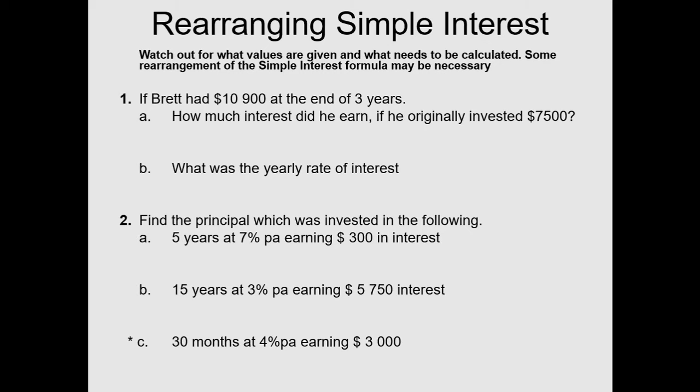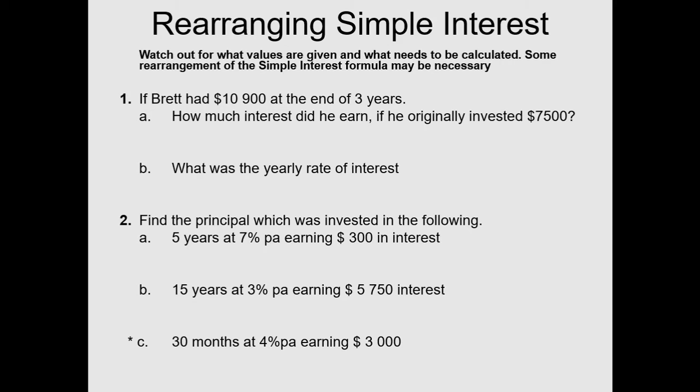So in question 1, if Brett has $10,900 at the end of 3 years, how much interest did he earn if he originally invested $7,500? So we're told the total amount, and we're told the amount of years it took him, and we're told the principal amount. I think we might have a bit too much information here. How much interest did he earn?